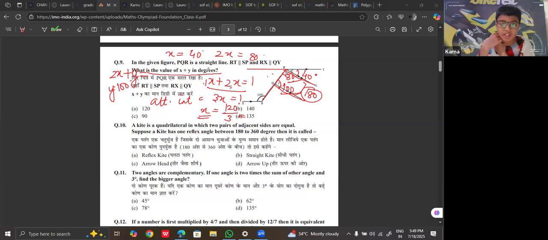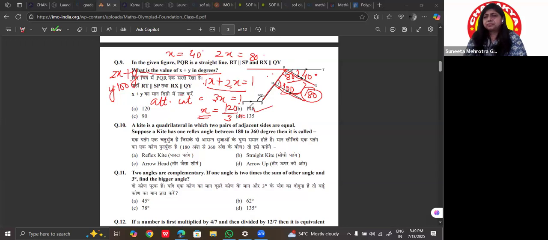140 degrees, option B. You got my question? This one question makes one whole topic we have done. Now, have you understood this kind of question?